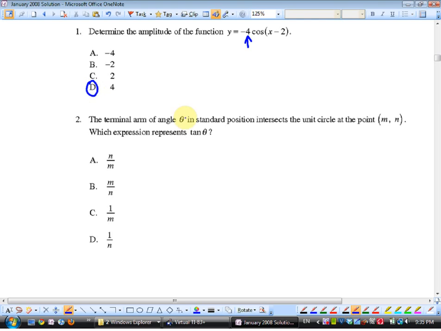Number 2, the terminal arm of angle theta in standard position intersects the unit circle at point m, n. Hey, that's x. That's y. Which expression represents tan theta? Well, tangent is y over x, which is going to be n over m. A.